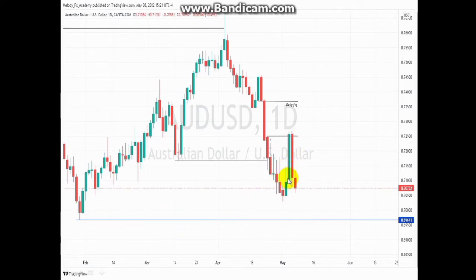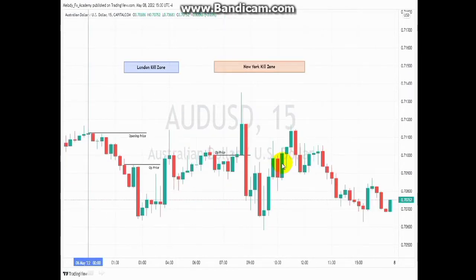And this is what we saw in the previous week, right? And you can see the huge displacement that happened right after we reached into the fair value gap. Okay, it didn't stay long, creating this huge displacement, right?